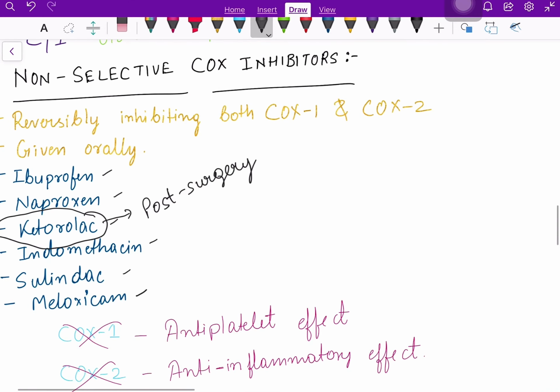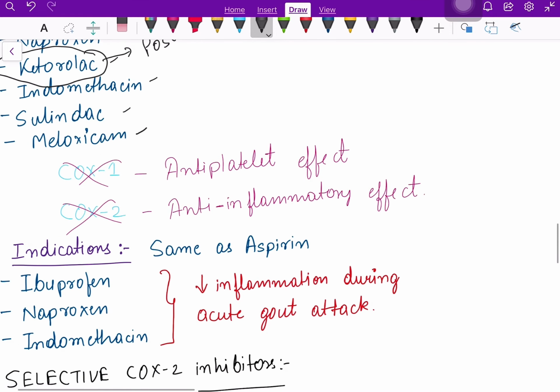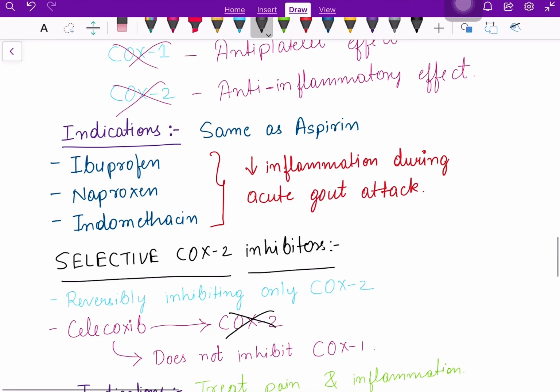Here, as it is non-selective, it inhibits both COX-1 and COX-2. When it inhibits COX-1, it has antiplatelet effect. When it inhibits COX-2, it has anti-inflammatory effect, same as aspirin. Indications are also same as aspirin. Here, ibuprofen, naproxen, and indomethacin decrease the inflammation during acute gout attack. Therefore, these three are indicated in gout patients.